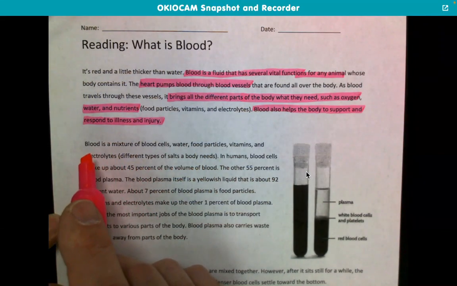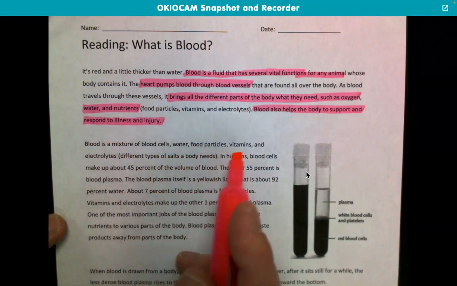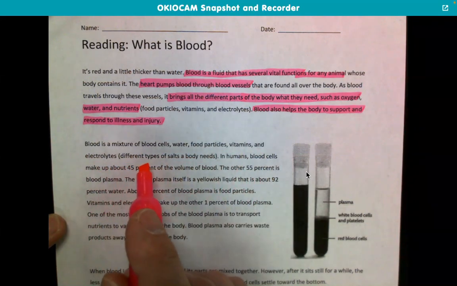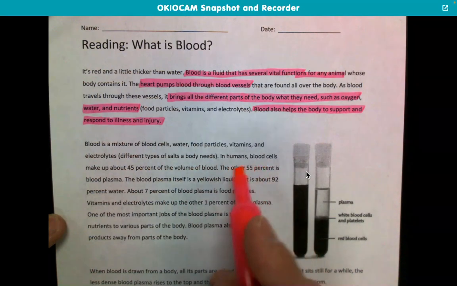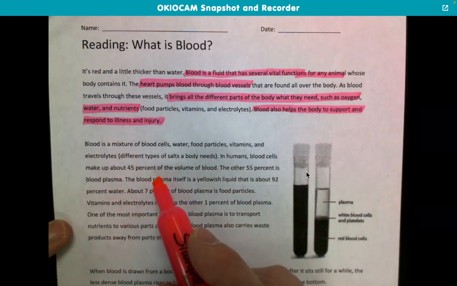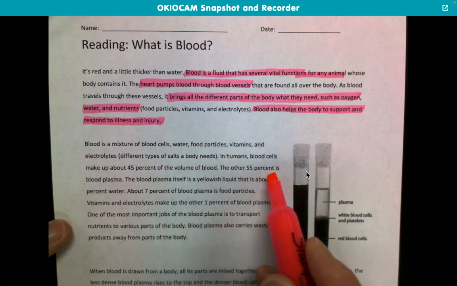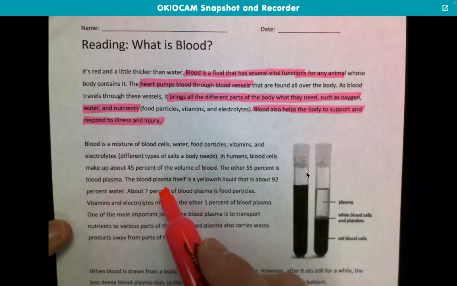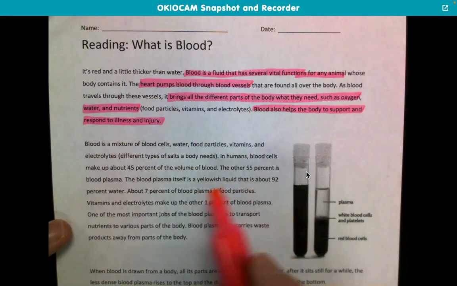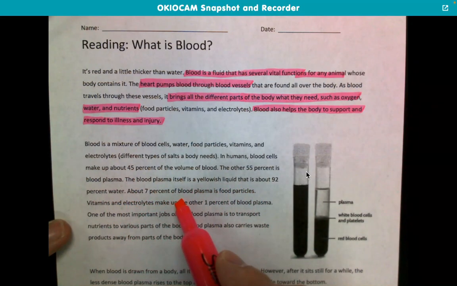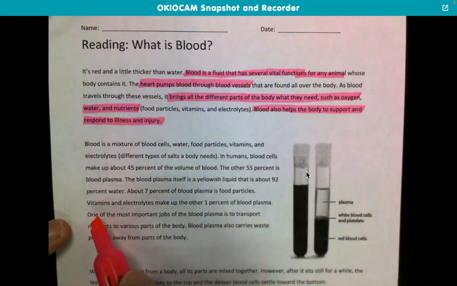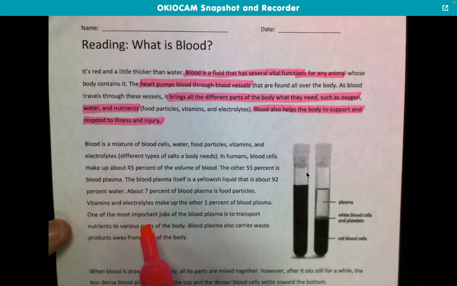Our next paragraph is blood is a mixture of blood cells, water, food particles, vitamins, and electrolytes. And those are different types of salts that the body needs. In humans, blood cells make up about 45% of the volume of blood. The other 55% is blood plasma. The blood plasma itself is a yellowish liquid that is about 92% water. About 7% of blood plasma is food particles. Vitamins and electrolytes make up the other 1% of blood plasma. One of the most important jobs of the blood plasma is to transport nutrients to various parts of the body. Blood plasma also carries waste products away from parts of the body.